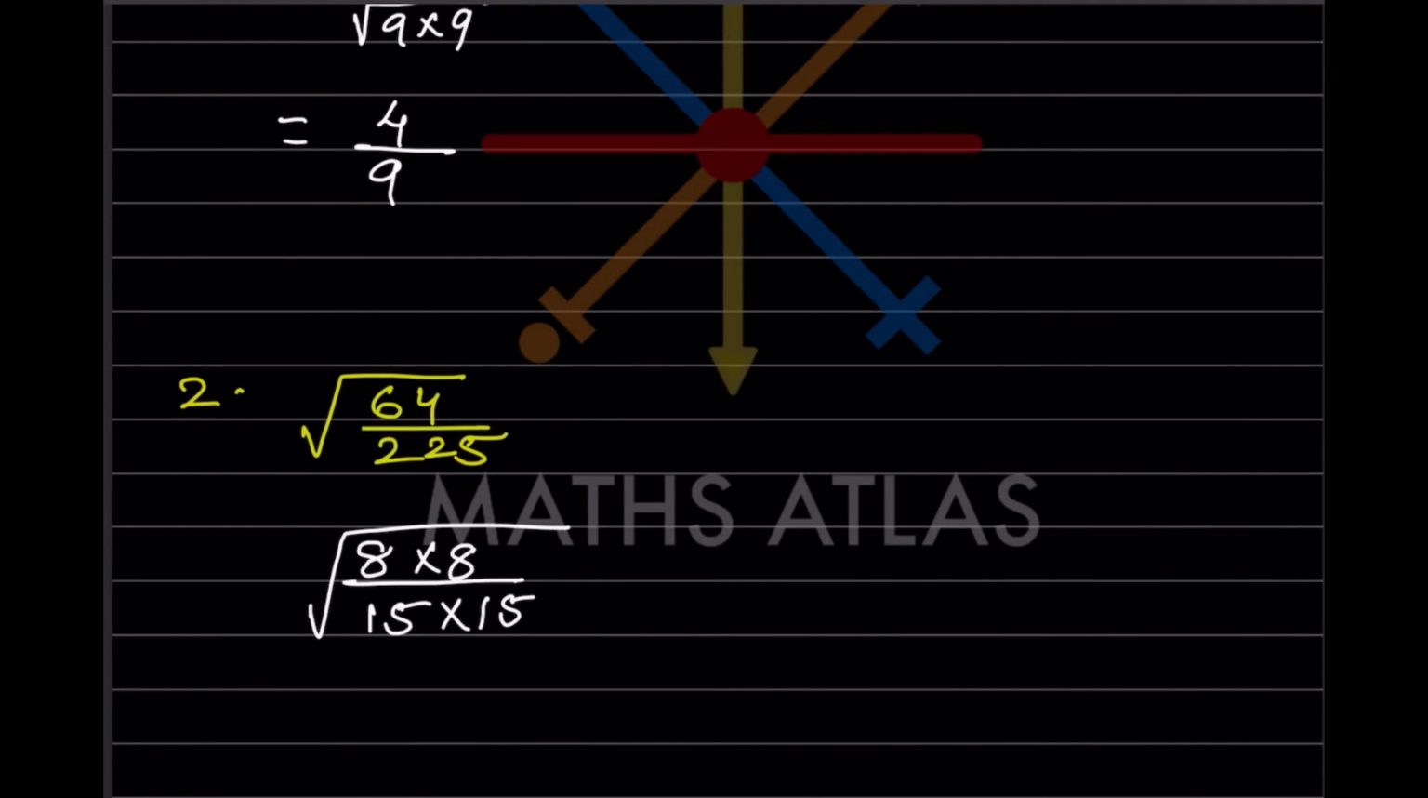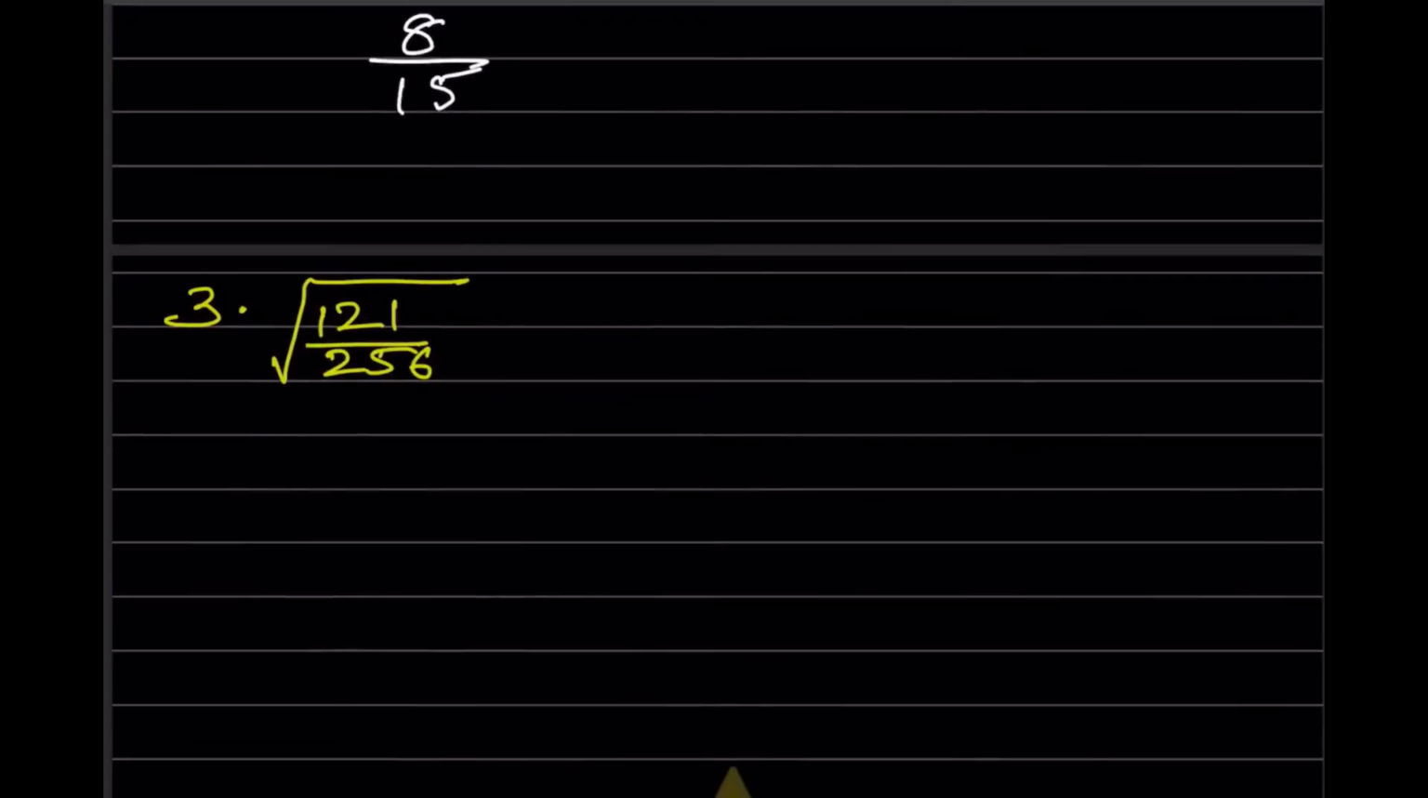So now you can separate the roots. The numerator will be separated and the denominator here. So this is going to be 8 by 15. Now let us see the next one.